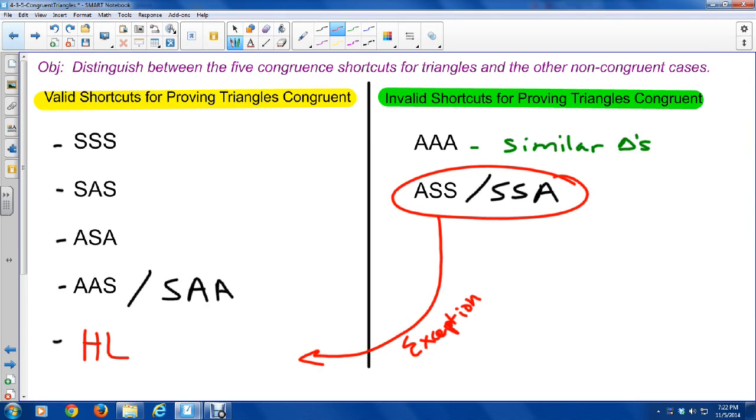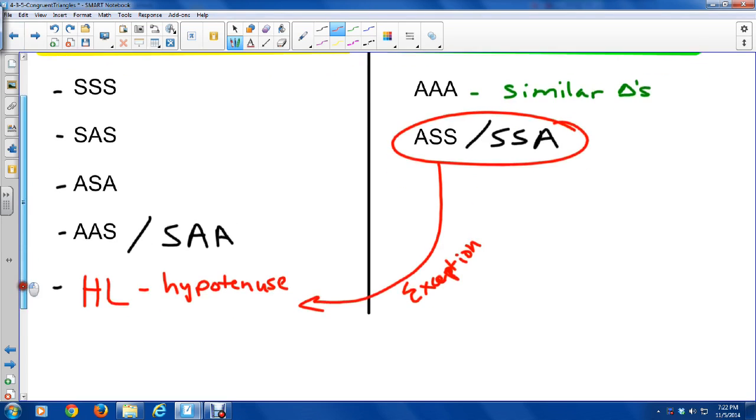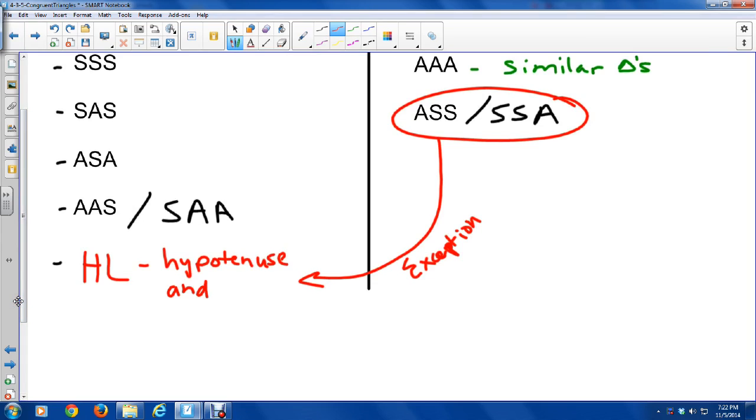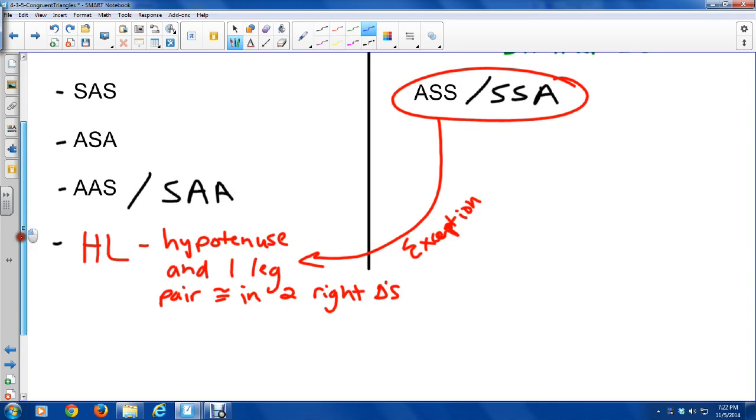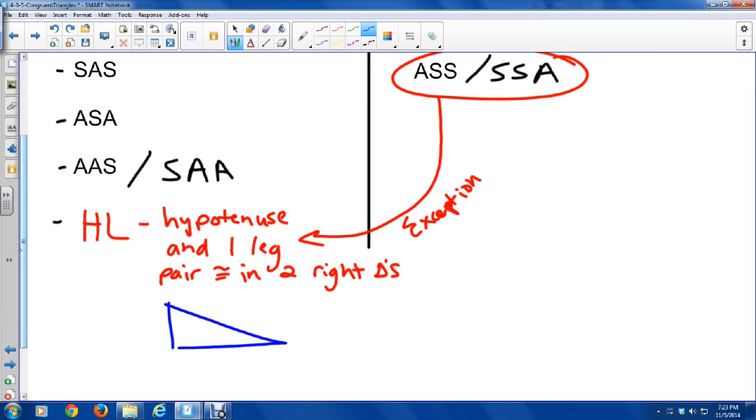So once again, in summary, just to write it out, HL is hypotenuse and one leg pair are congruent in two right triangles. And if you didn't get a picture from class for that, hey, give yourself a pair of right triangles. There's my pair of right triangles.